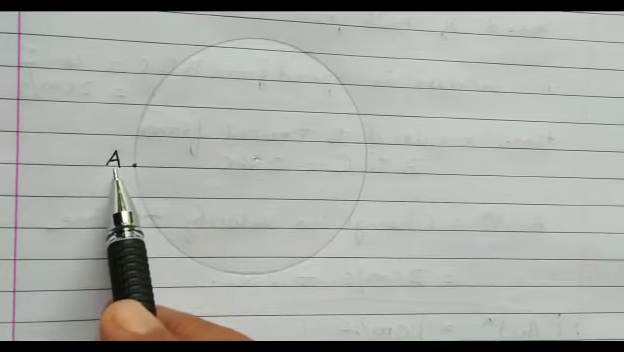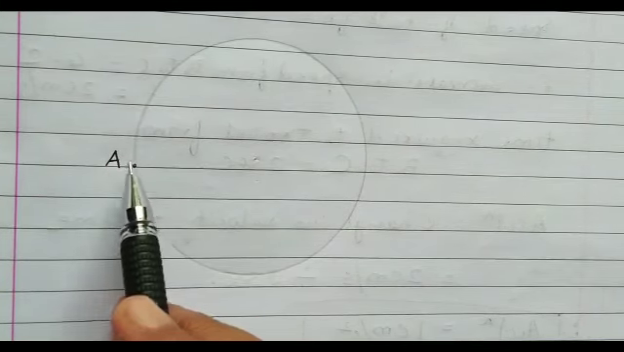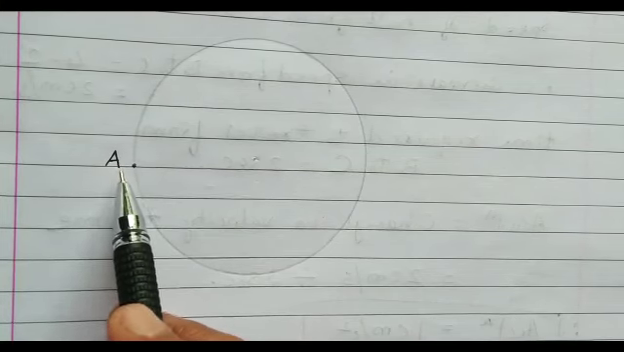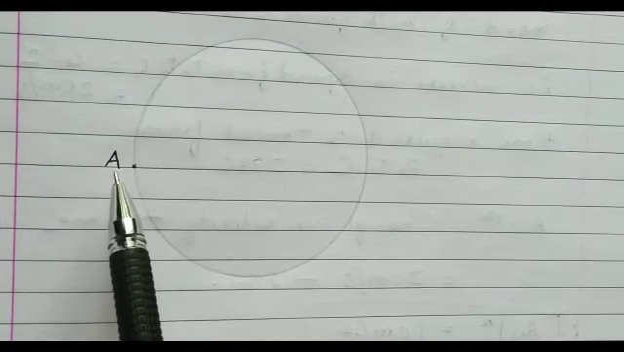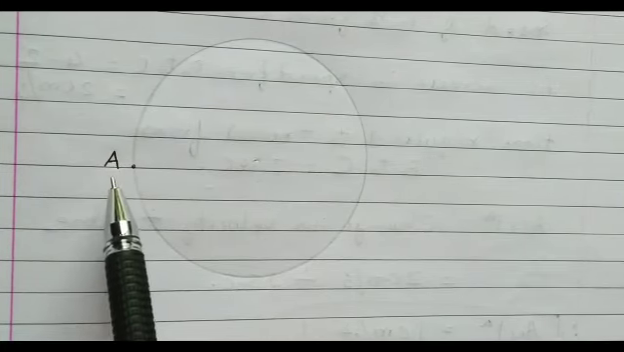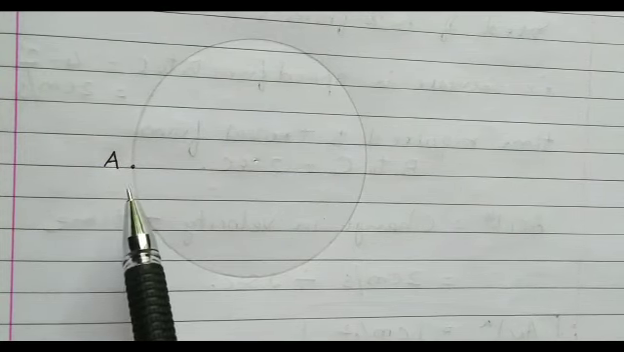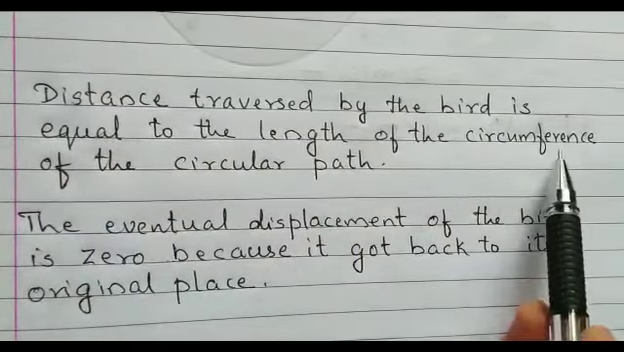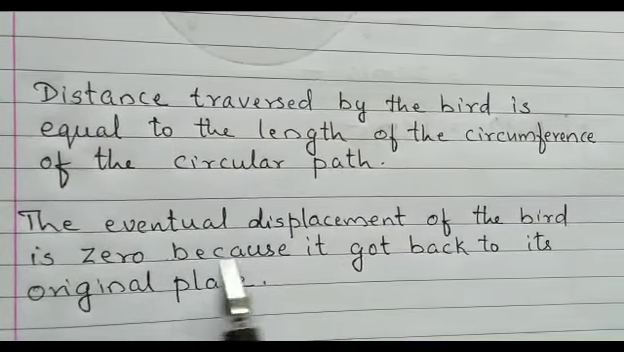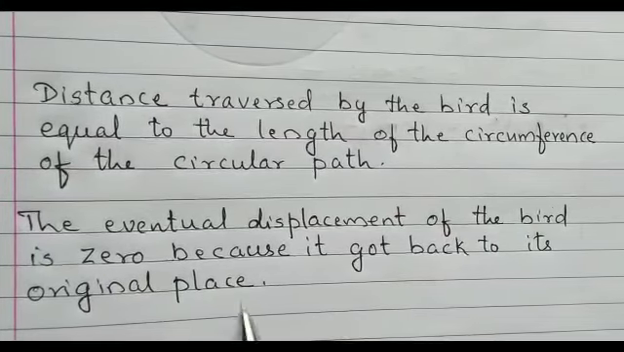Now what is the displacement? Yes, the initial position of the bird is A. What is the final position? Yes, the final position is also A, because it is said that it is coming back to its perch. So its initial position and final position are the same. So is there a displacement? There is no displacement. So the distance traversed by the bird is equal to the length of the circumference of the circular path, and the eventual displacement of the bird is 0 because it got back to its original place.